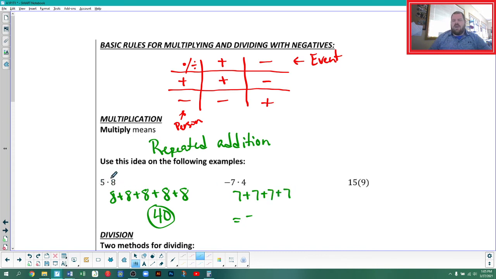Over here, I did the reverse order on that one, but it doesn't really matter. 7 plus 7 is 14, plus 7 is 21, plus 7 is 28. So we get negative 28 as an answer.